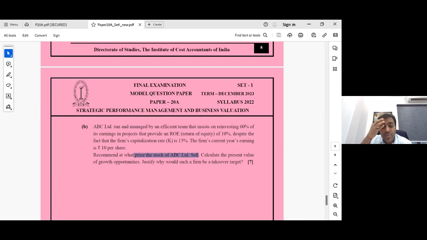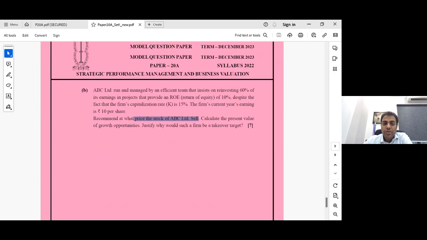Calculate the present value of growth opportunities. Justify why such a firm would be a takeover target. So this is a very interesting question, right? A small mini case study kind of question. You calculate the price and the present value of the growth opportunities and say why it can be a takeover target. So when you calculate the present value of the growth opportunities, you're calculating the intrinsic value, comparing it against the price, and then you say it can be a takeover target or not. Okay, so that's the question for you, right?